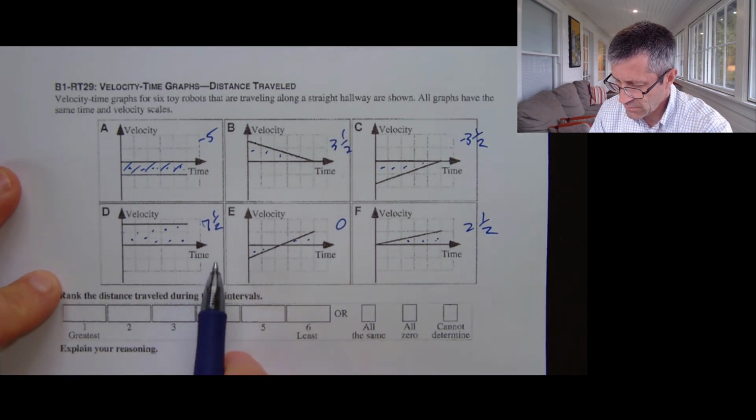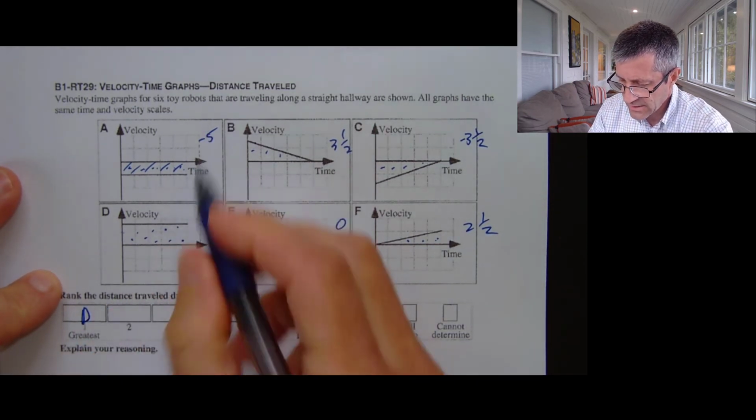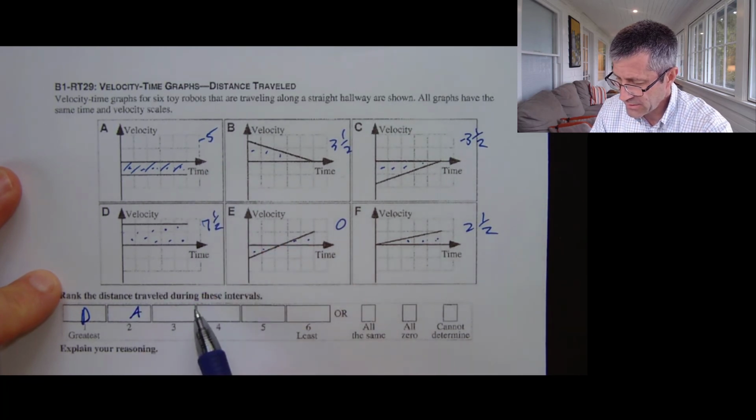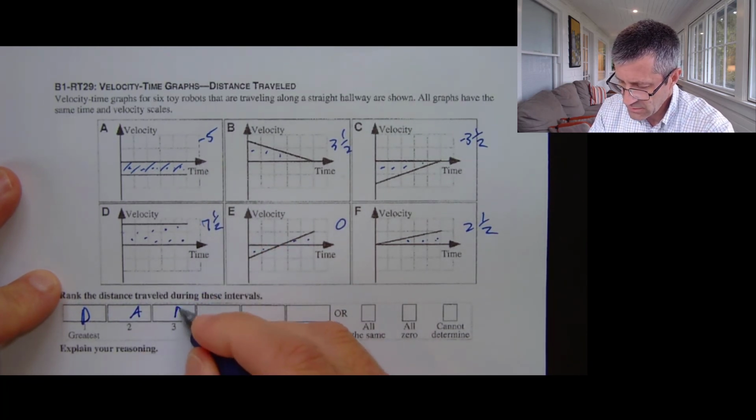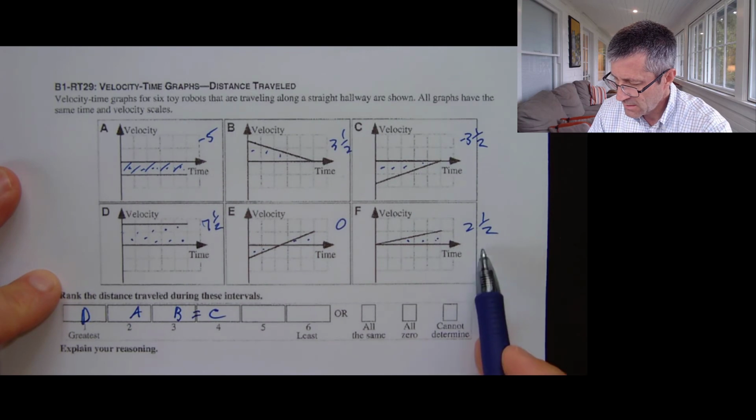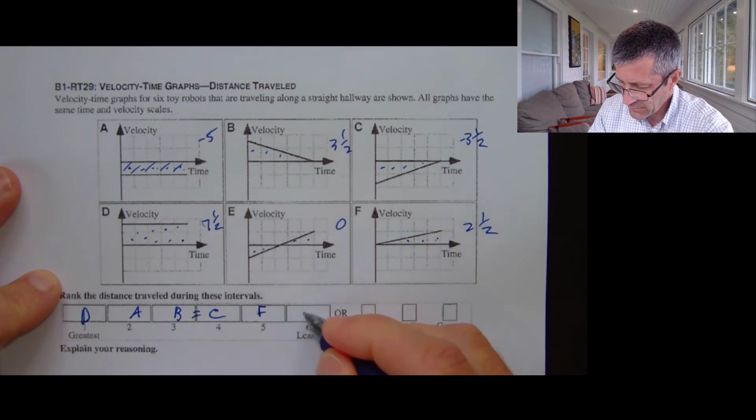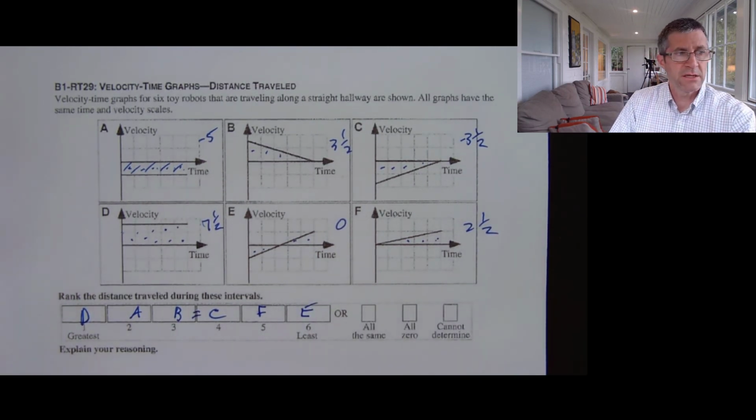Distance traveled: the farthest one is D, second farthest is A. I don't care about negative signs. B and C are going to be equal, followed by F, and finally E. Ended up back at the same place. Anyway, hope that makes sense, and we'll talk to you later. Bye.